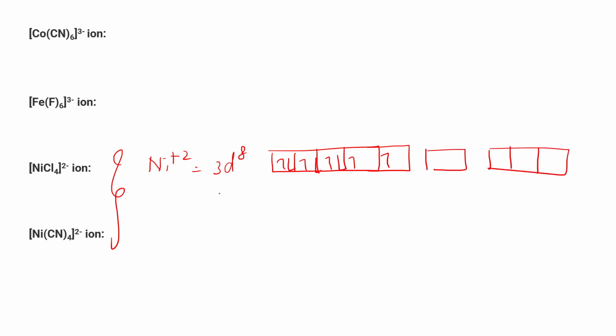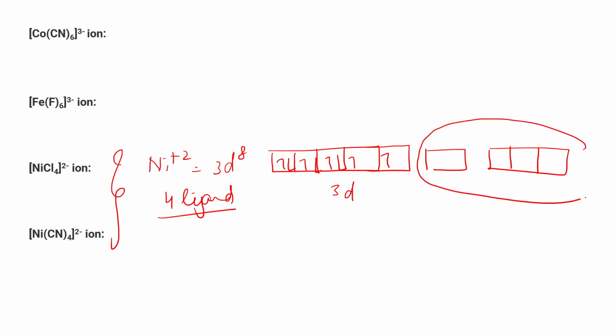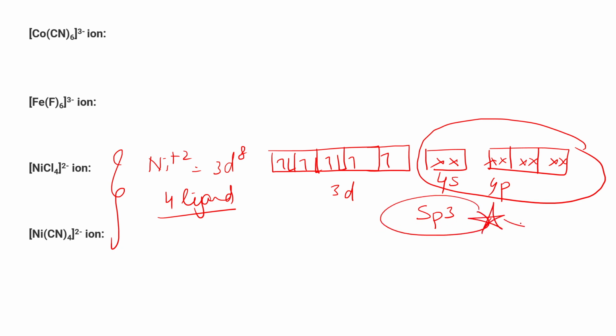Since it contains 4 ligands, it will need 4 hybrid orbitals. Since there are no empty orbitals present in the 3d, hybridization will include outer orbitals only: 4s and 4p. Hybridization will be sp3. Ligands will donate electrons in these hybrid orbitals, and therefore the hybridization is sp3. The shape will be tetrahedral.